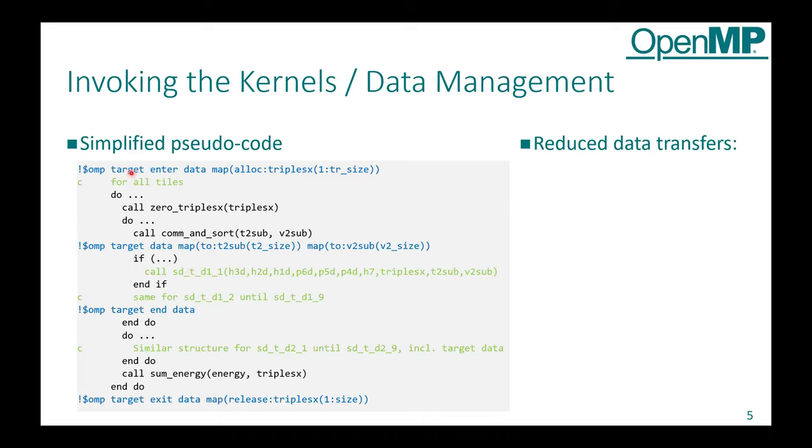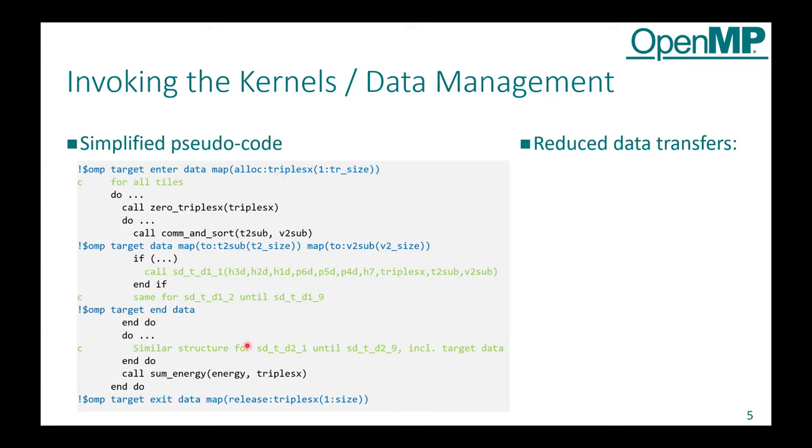So what we can do is use target enter data map alloc to simply allocate the triplesX array with 1.5 gigabytes once on the GPU. Then we call a zero kernel. You may remember that from our previous slides. Then there's potentially some interaction with other compute nodes in the system. And then we only have to transfer the 5 megabytes, 2.5 megabytes each for the T2 and V2 arrays. Then we can call a whole sequence of those kernels that involve T2 and V2 to accumulate into the triplesX array that we allocated once.